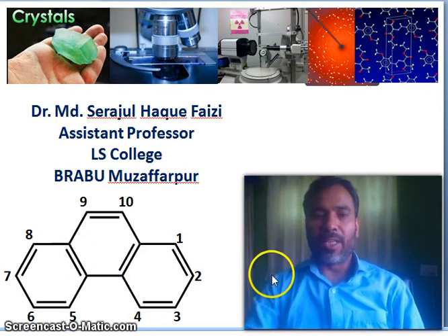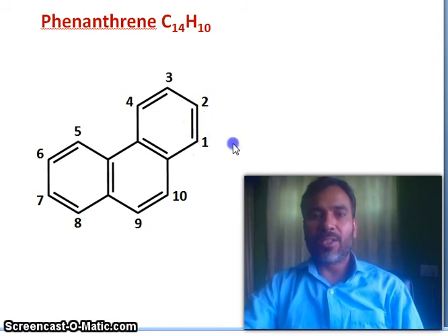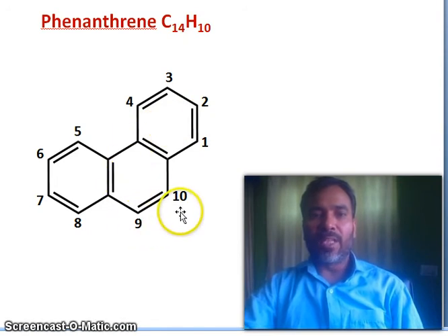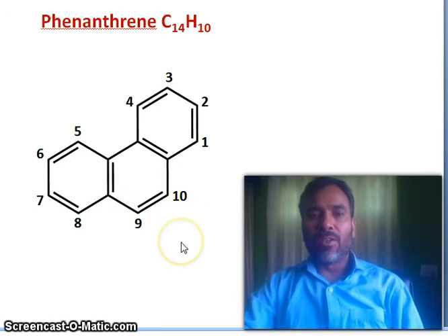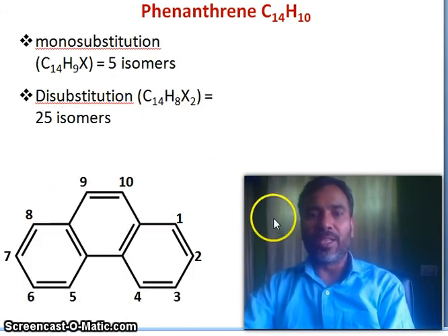Now come to the next point. You can start numbering from these positions, and this is a very important position, known as the 9 and 10 positions. In this molecule a total of 14 carbons and 10 hydrogens are present, and the formula in structure form looks like this. Again, this may be the 9 position, 10 position, depending on where you start the numbering.